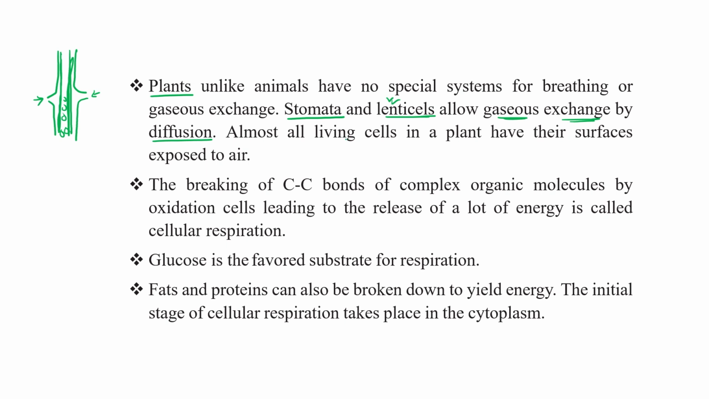But in roots they have loosely arranged parenchyma, so very easily they can pass gas from one cell to another cell. Stomata are present in the leaves, lenticels are present on the stem and other hard parts, while in the roots they have loosely arranged parenchyma. Okay, so this is how they carry out their gaseous exchange process.